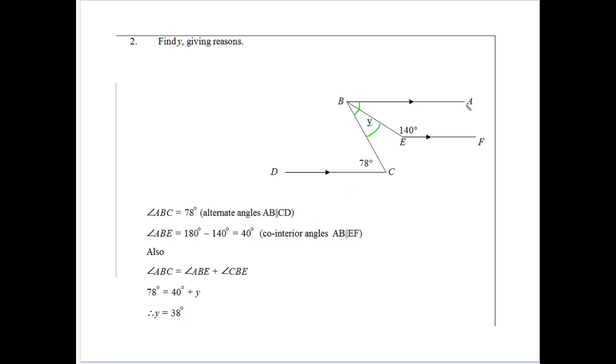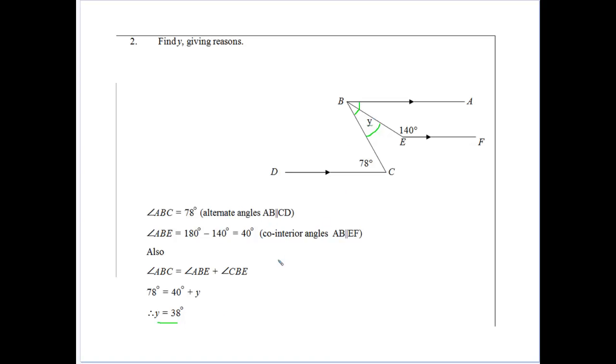Angle ABE then is equal to 180 degrees minus 140 degrees because these two are co-interior, because of AB and EF. So notice the different parallel lines give us that solution. We also know that angle ABC is made up of CBE and ABE. So the 40 plus y would equal 78, leaves y being equal to 38.